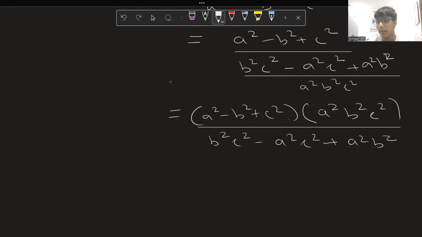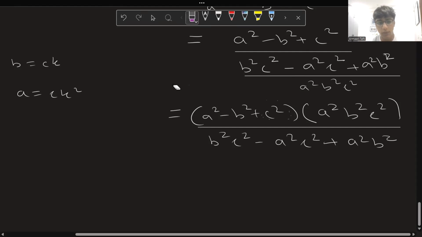So let's try to get everything in terms of c. So that I don't have to keep doing it, I know my a is equal to bk, and my b is equal to ck. So a is equal to ck square, right? If I put b as ck, a is equal to ck square. So for now, we're just going to use these two right here, and using these two equations, we're going to simplify this further.